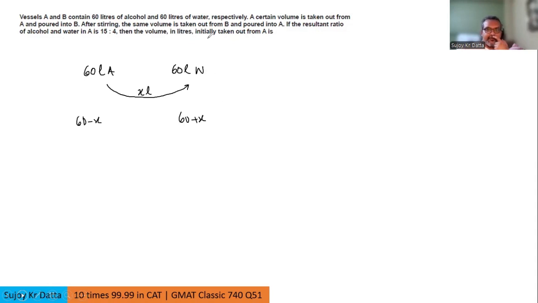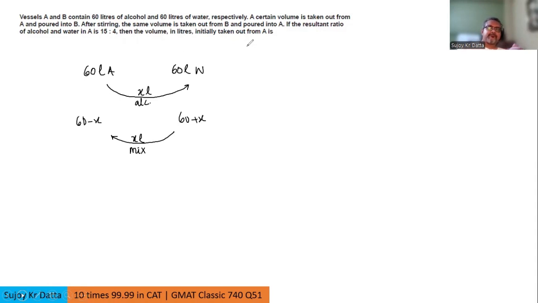Now after stirring, the same volume is taken out. So you have taken out X liters back. Here it was X liters alcohol, but here it is X liters mixture. The resultant ratio of alcohol and water in A is 15:4. So you have to figure out the volume in liters initially taken out from A.